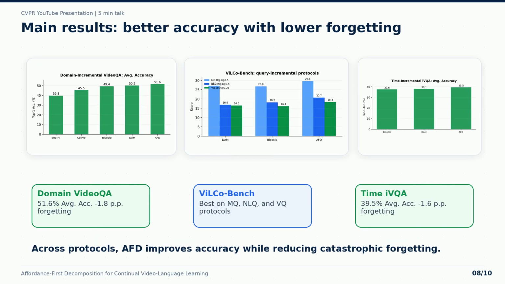The empirical results support the design. On domain incremental video QA over 6 datasets, AFD reaches 51.6% average accuracy with only 1.8 points of forgetting, outperforming DIM and Bicycle. On VLCO bench, it obtains the best results across moment query, natural language query, and visual query protocols. On time incremental IVQA, AFD again achieves the highest average accuracy, 39.5%, and the lowest forgetting.